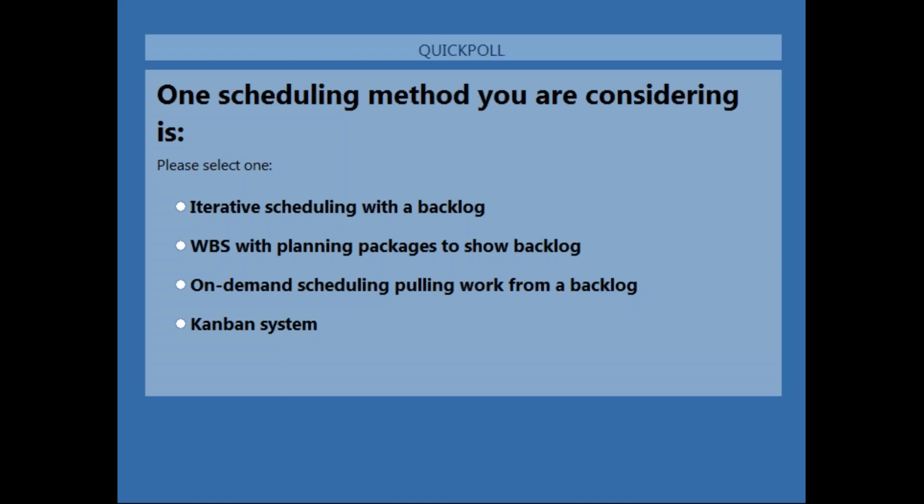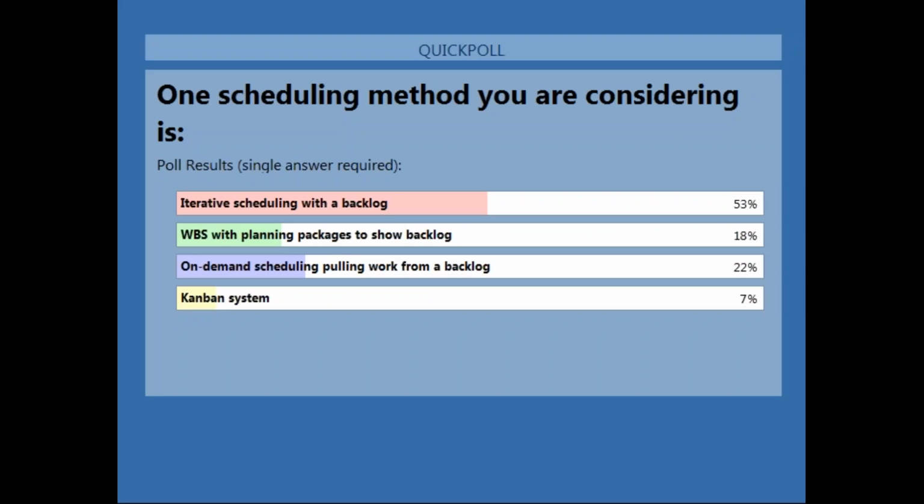So I think a lot more people are certain of this answer here. We'll see, right? What did they pick? So the majority came in with iterative scheduling with a backlog. What percent? Do we have a percent on that one? Yeah, that's 53%, 18% with WBS with planning packages, 22% on-demand scheduling, and 7% the Kanban system. Okay, so I didn't fool the majority today. Yes, you're absolutely right. Iterative scheduling. I thought that maybe with a backlog would have fooled you.